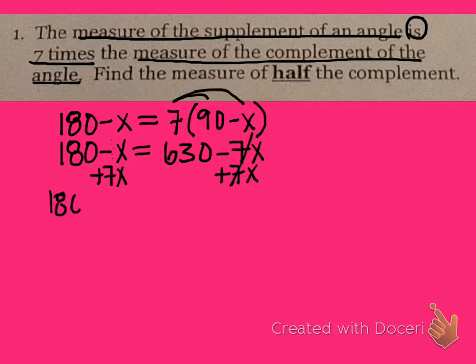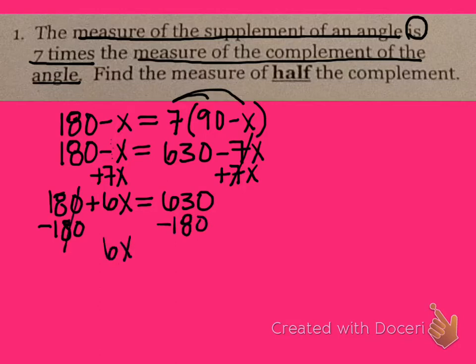So the 180 does not combine with the 7x, but the negative 1x combines with the 7x to make 6x, and that equals 630. Now all of our x's are on one side. I'm going to move all the constants to the other side, so I'm going to move this 180 over by subtracting it from both sides. So 6x equals 450. And the very last thing you usually do is divide, so I'm going to divide by that 6 that's in front of the x to get rid of that 6. And when I do that, I get a value for x that equals 75.